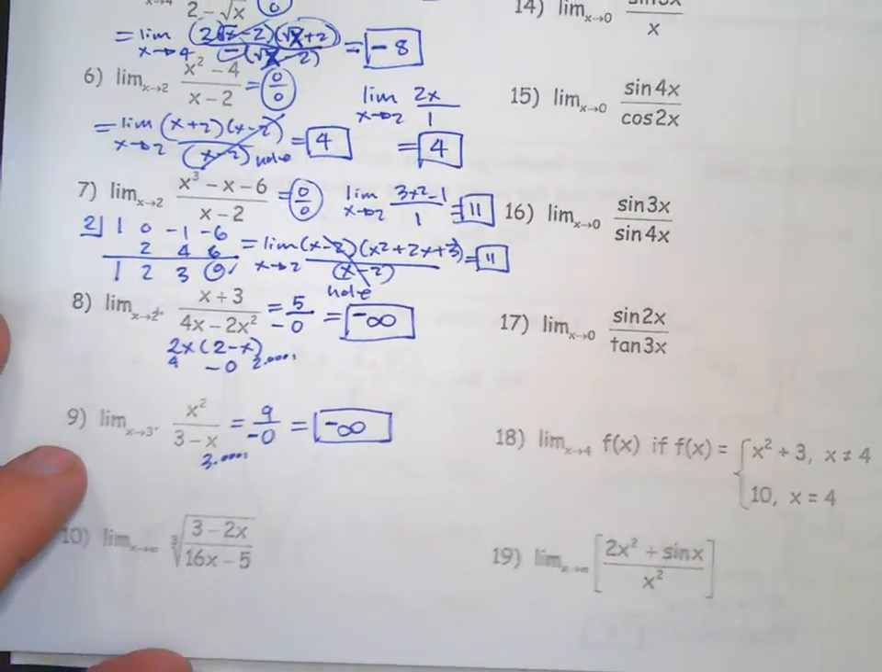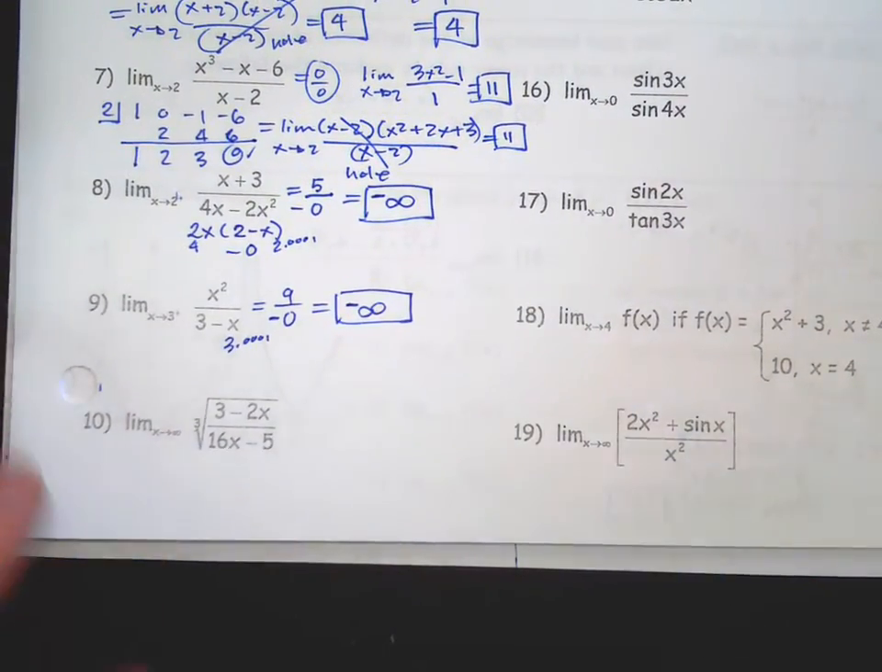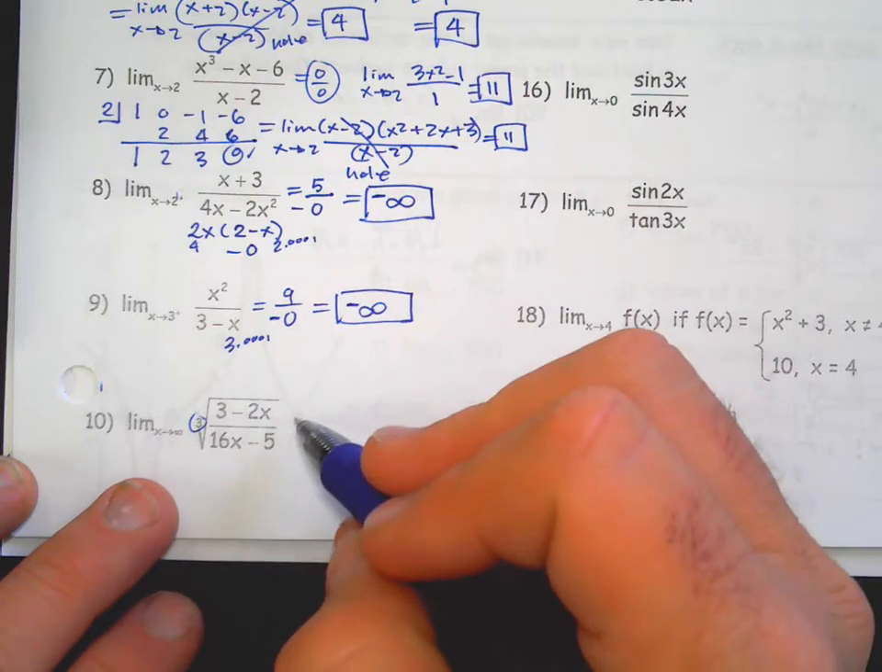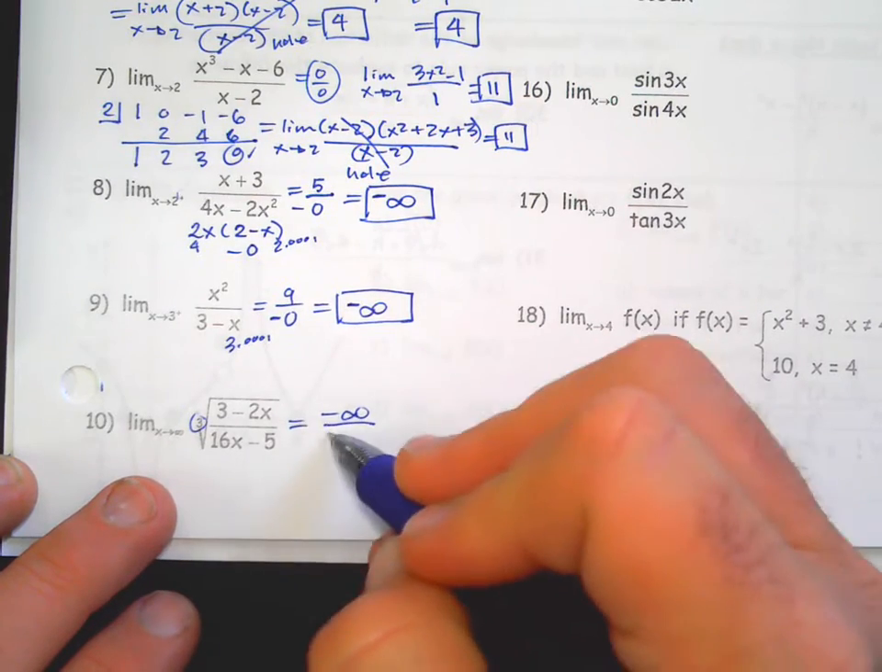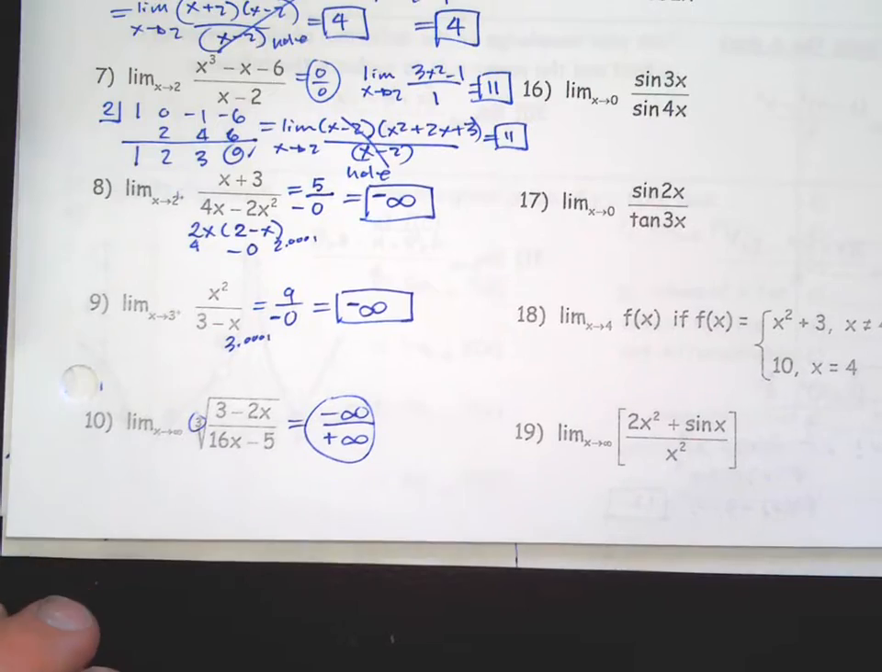Those are definitely problems you can't use L'Hopital's rule on. They don't give you the indeterminate form. This is a cube root. Now, top's going to be negative infinity. Bottom's going to be positive infinity. So we should get a negative answer.